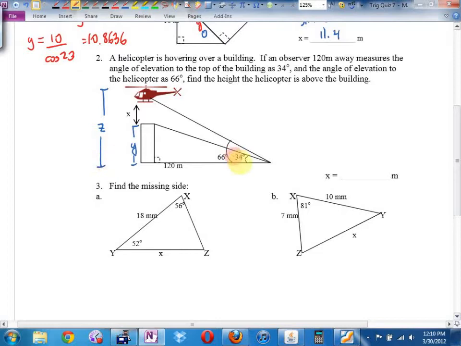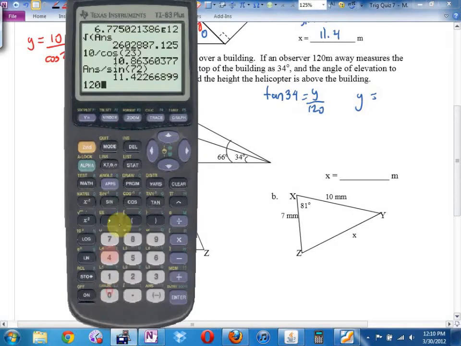This is going to be 34 degrees, the smaller angle, opposite over adjacent. Tan 34 equals Y over 120. Y ends up being 120 times the tan of 34, which is 80.941.